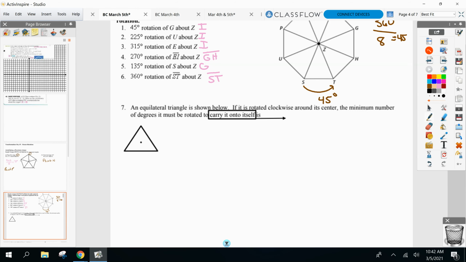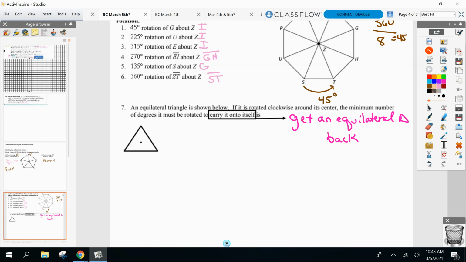Quincy, what do you think? Does it just mean to be in the same position as the... I want not the same one, but I want another equilateral triangle back. So I don't want 360. There's something smaller I could rotate so I get an equilateral triangle back. So that's what I mean by carry it onto itself: get an equilateral triangle back. Not the one I started with, but still another equilateral triangle. And yes, 360 is an okay answer, but not here because I asked for the minimum amount of degrees, and there's something smaller than 360 I could do.